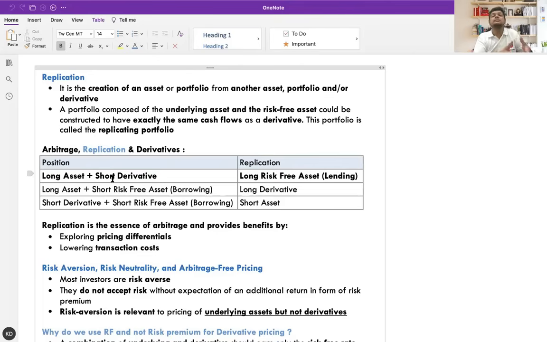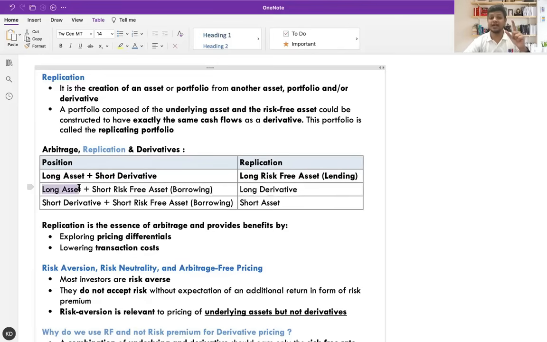Therefore, having such a position is equivalent to investing in a risk-free bond. Are you getting my point? So having a long asset and a short derivative is equivalent to what? It is equivalent to being long a risk-free asset, that is, investing in a risk-free bond. Clear? Yes. This is called replication. It means if you don't want to invest in a risk-free bond, take an asset and hedge it using a derivative. That's it. It's more like investing in a risk-free bond. Clear? Right?